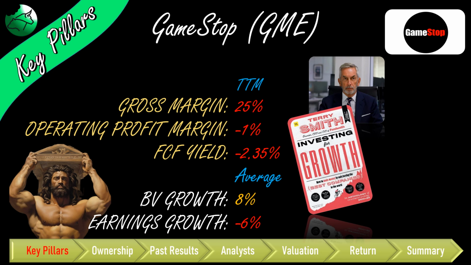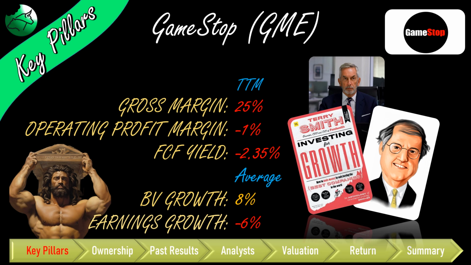As we are potential shareholders, we will now want to look at the average book value growth for the last 10 years. The average book value growth for the last 10 years is 8%. Ben Miller believes earnings growth is the biggest indicator to a company's stock price. The average earnings growth for the last 5 years is minus 6%.